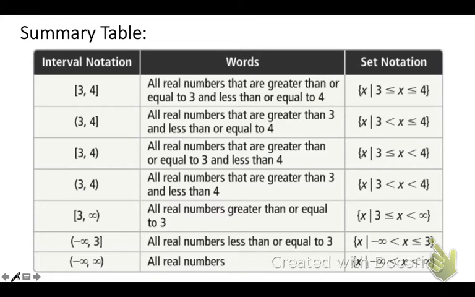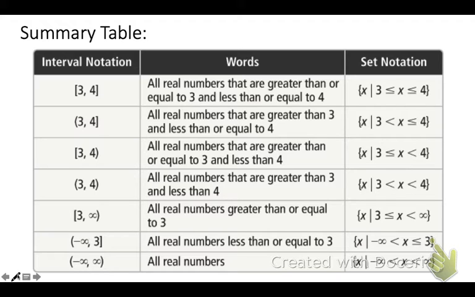Okay, so these are different ways to write domains. On your left is interval notation, on your right is set notation, and in the middle is the words. The first one says all real numbers that are greater than or equal to 3 and less than or equal to 4.